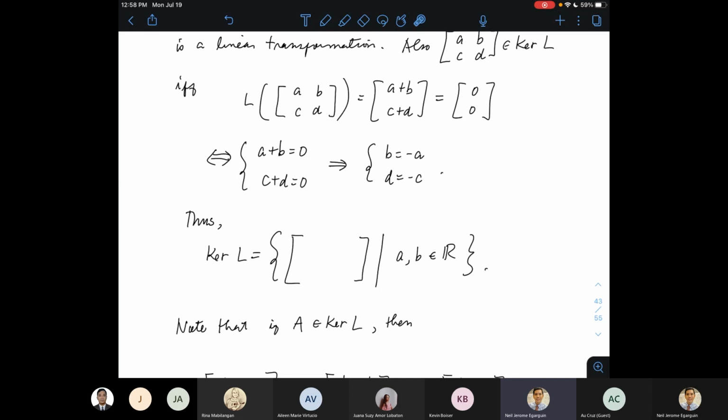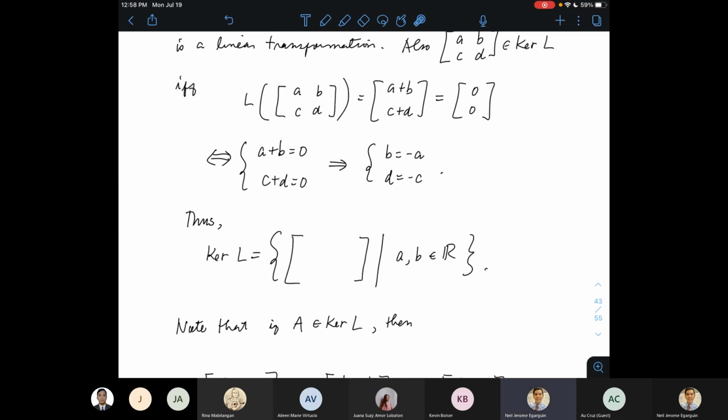So we can retain A and C in our matrix because they are free variables, no conditions required in them, except that they should belong to the set of real numbers, okay? And then si B necessarily is equal to negative A. Ibig sabihin, dapat si B ay equal kay negative A. And si D, which is your entry on the second row and second column, must be equal to negative C. Okay? So that's how the kernel should look like.